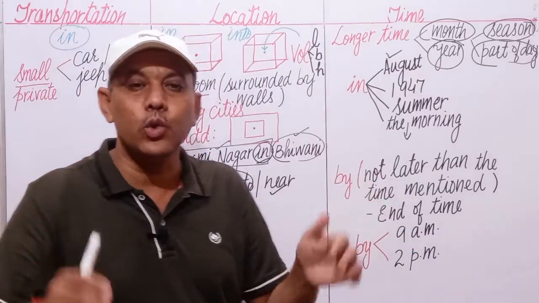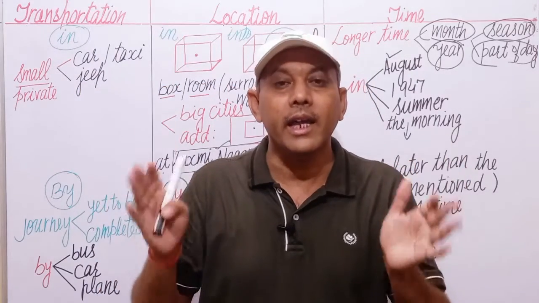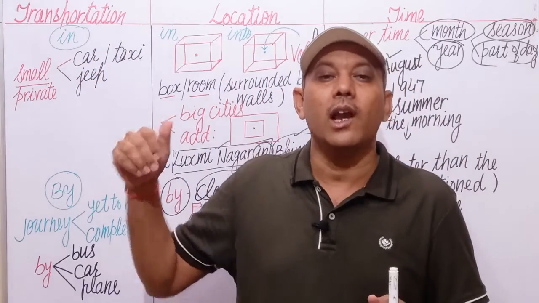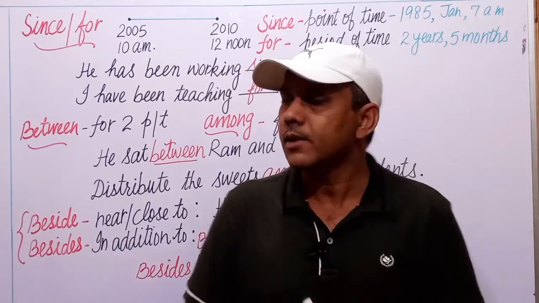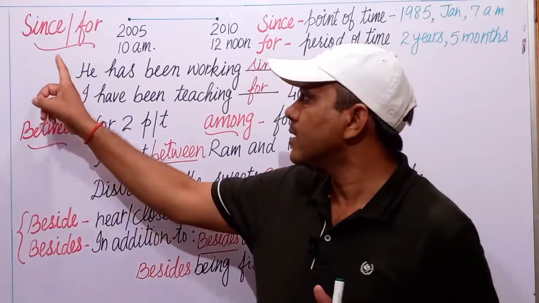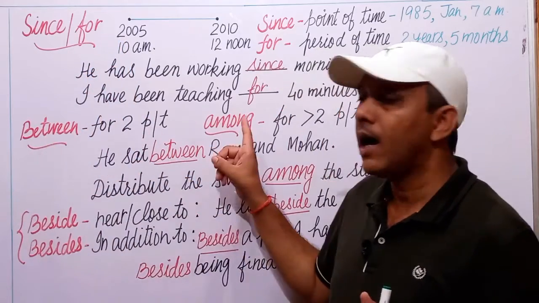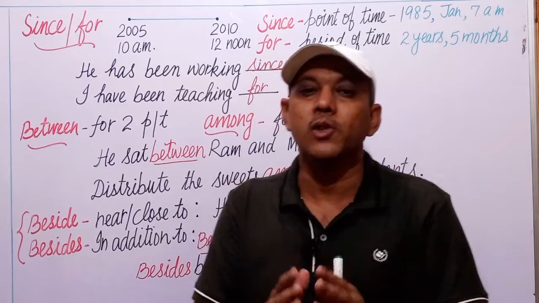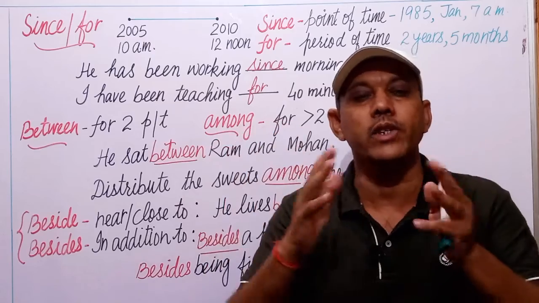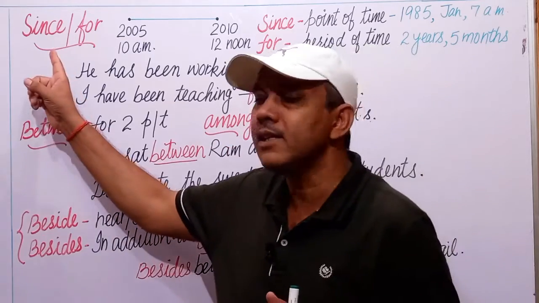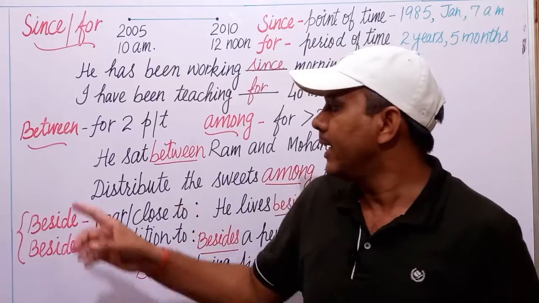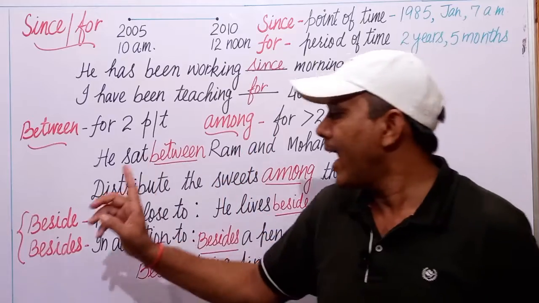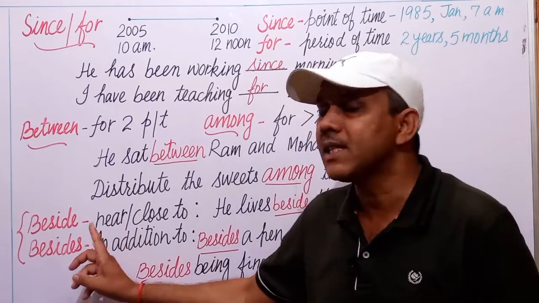In this way, we use at, on, in and by in different contexts in case of transportation, location and time. Dear students, next prepositions are since, for, between, among and beside, besides. These prepositions usually confuse the students where to use since and when to use for. In the same way, difference between the usage of between and among and difference between the usage of beside and besides.